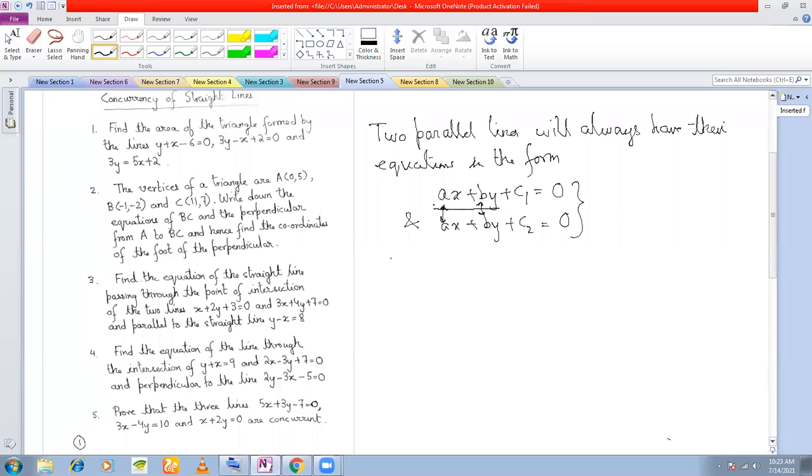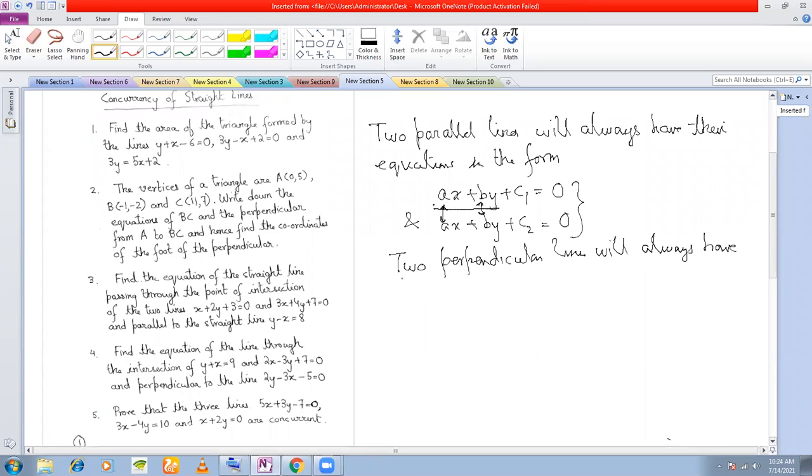Now what do the equations of two perpendicular lines look like? Two perpendicular lines will always have equations in the form.